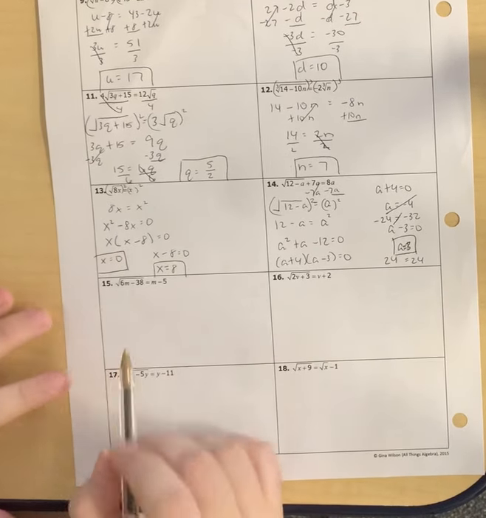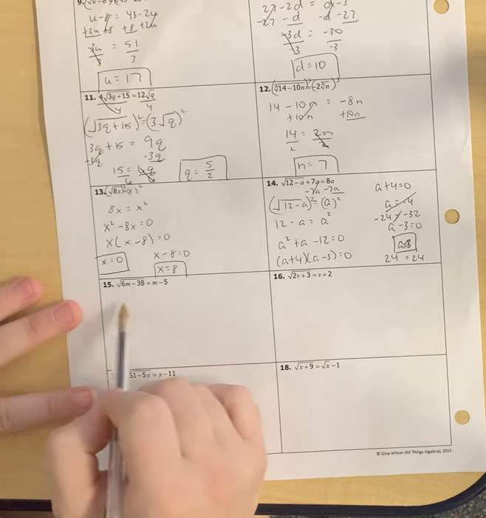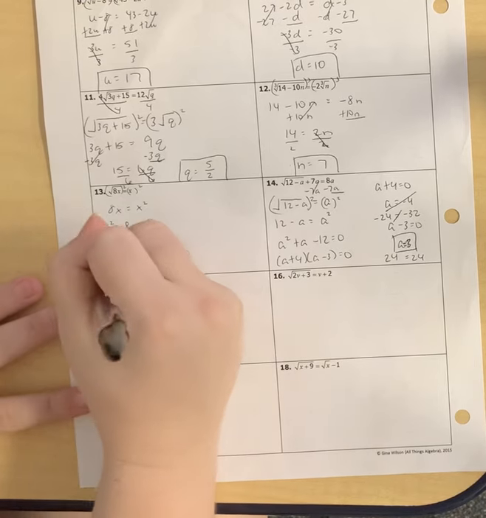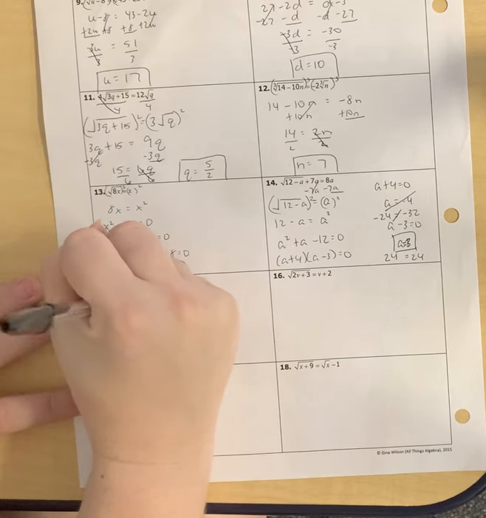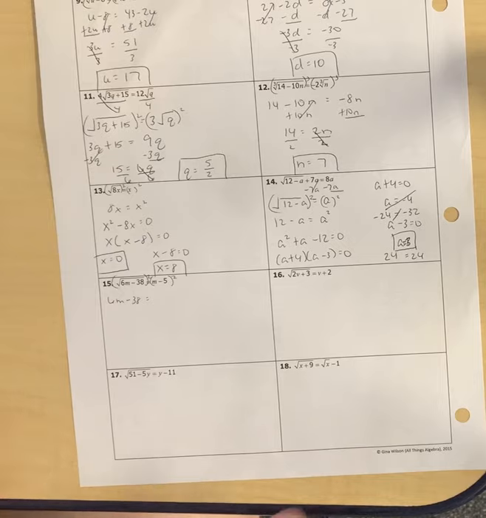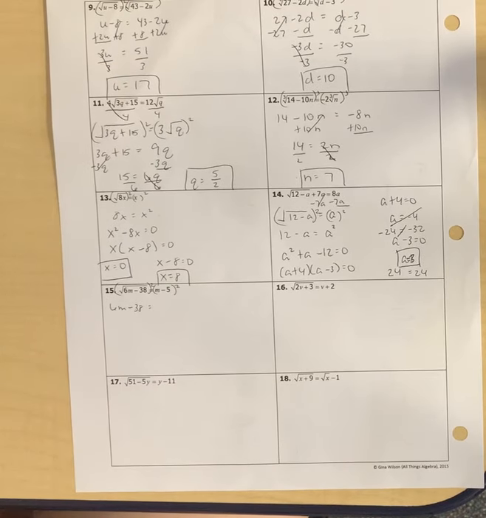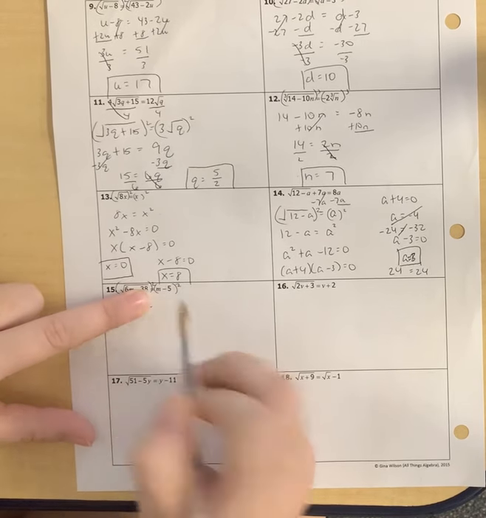Okay, on 15. We don't have anything to move, so we just need to cancel out the radical. So we're going to square this. Okay, so this turns into 6m minus 38 equals, when you square this, you can use your reference sheet, or you can write it out twice and FOIL it. Either way works. Okay, if you use the reference sheet to do it, then that's m squared is m squared.